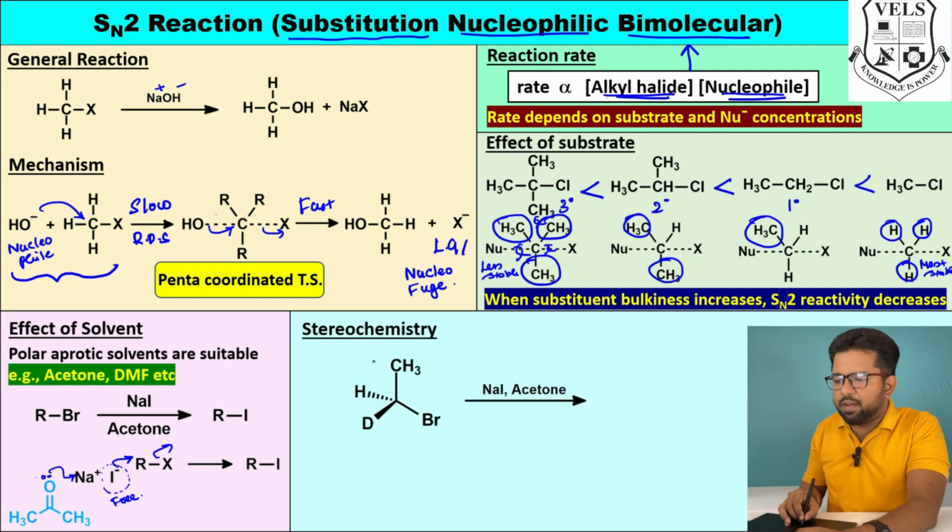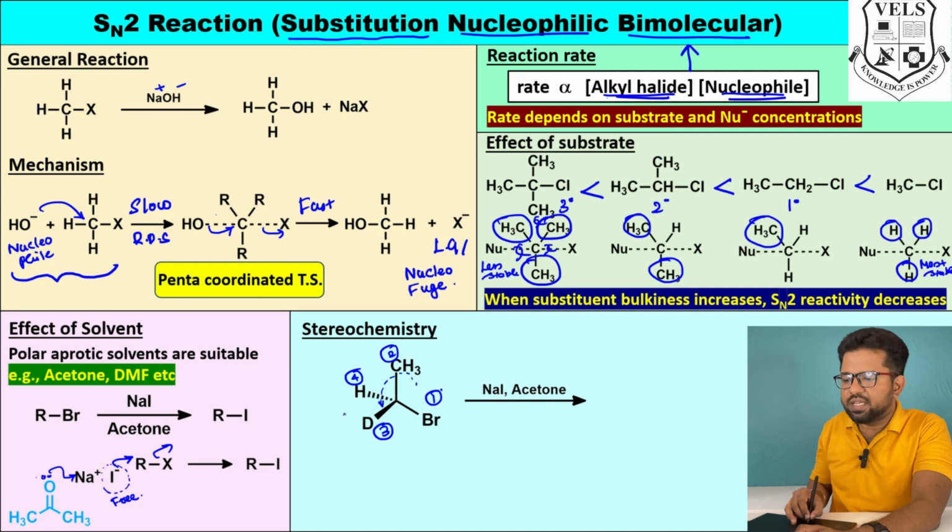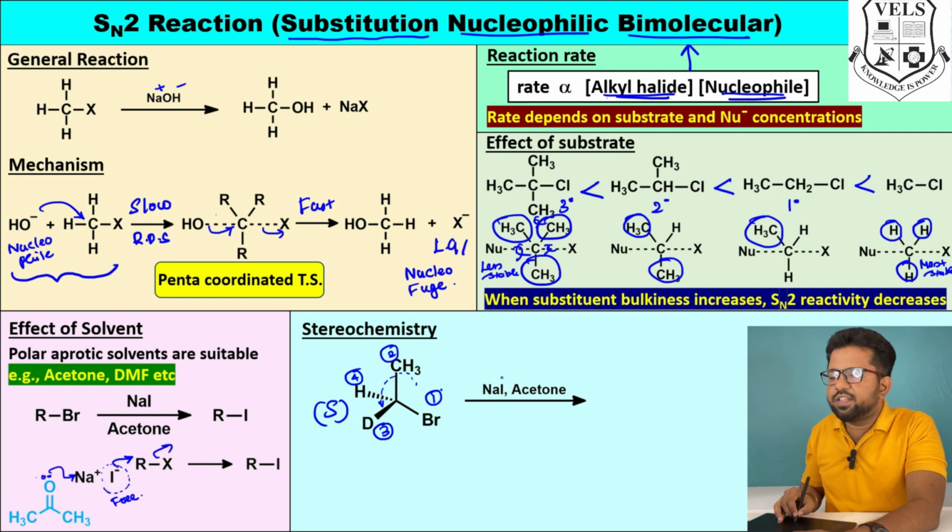For the purpose, I have given a molecule here. Let us understand the configuration here. The first priority goes to bromine, second priority goes to methyl group, third priority goes to deuterium, and fourth priority goes to hydrogen. Upon 1, 2, 3 is arranged in anti-clockwise direction, that means the configuration is S. This S configuration molecule is treated with sodium iodide in acetone. We know that sodium iodide in acetone means the reaction is SN2 mechanism only. Now this iodide is a nucleophile in this case.